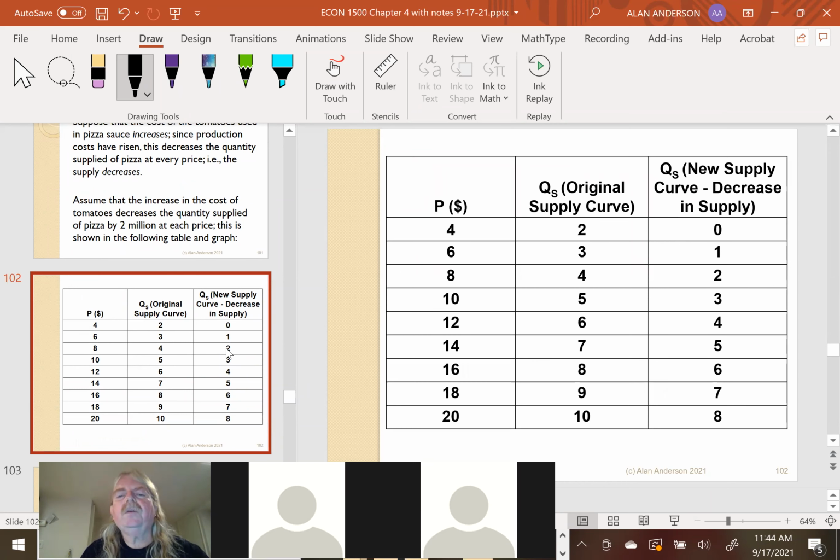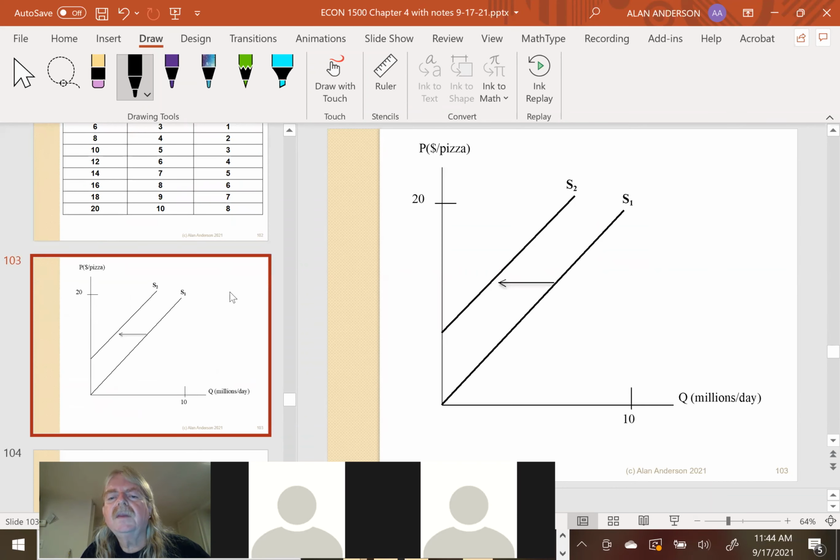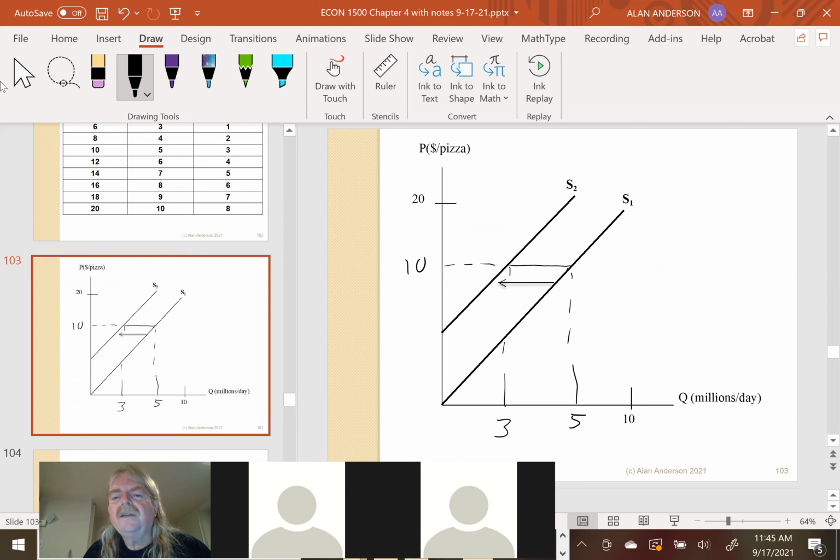So again, here's the original supply curve. I've cut them all down by 2. And so you can probably anticipate what this is going to look like on the graph. The entire supply curve will have to shift to the left by 2 million units. So again, if you had a price of 10, instead of being willing to make 5 million pizzas, we're now only willing to make 3 million. And so the result is a decrease in supply.